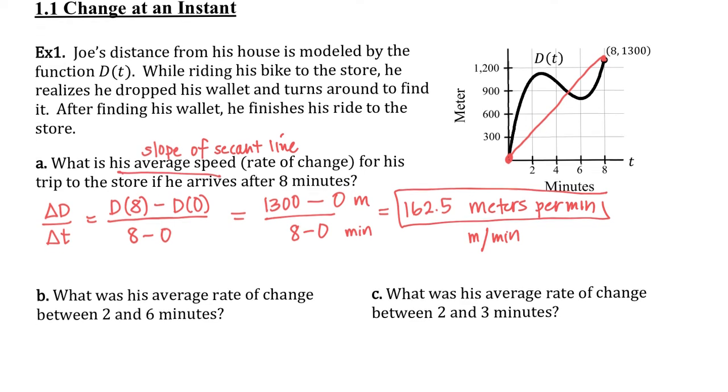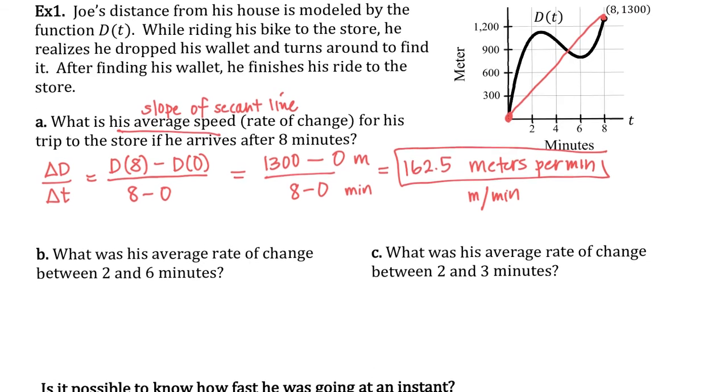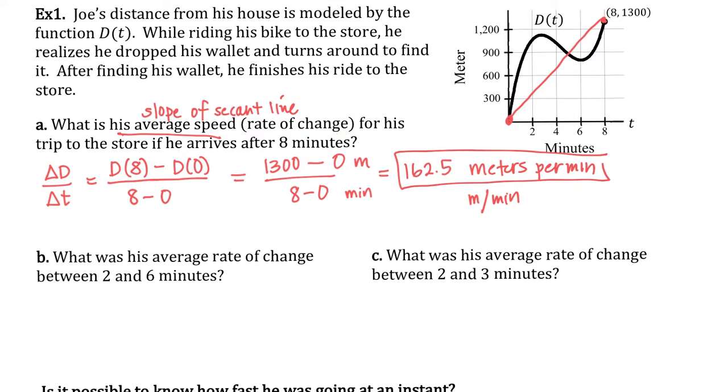Okay, now let's say we want his average rate of change between 2 and 6 minutes. I'm going to use the graph again, but this time I'm going from t equals 2 minutes to t equals 6 minutes. So t equals 2 is up here. t equals 6 is down here. If I draw the secant line, okay, I'm going to try to find the slope of that line, which is d of 6 minus d of 2, or the distance at 6 minutes minus the distance at 2 minutes, over 6 minus 2. Okay, I'm not actually going to calculate it, but that's how I would set it up.